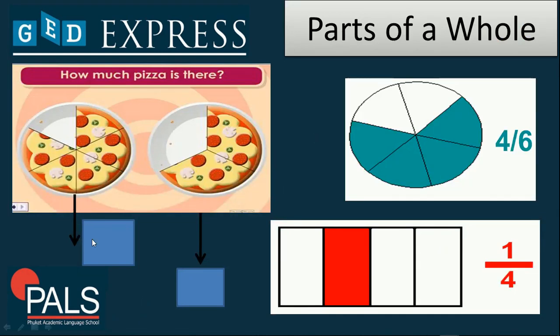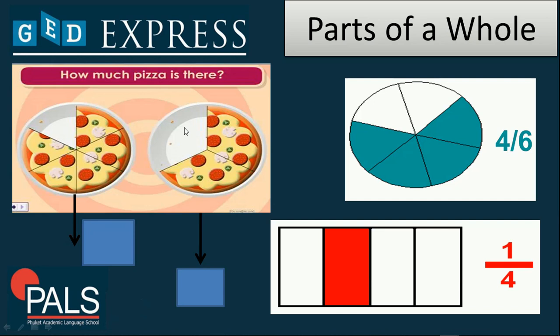Now, we have here parts of a whole. For example, this one, how many parts can you see over here? That is 1, 2, 3, 4, 5, 6. So that means if 1 is consumed, this is 1 over 6 in fraction. And suppose in this case we have 1, 2, 3 equal proportions. So our denominator is 3 and our numerator is 1 since 1 is consumed.